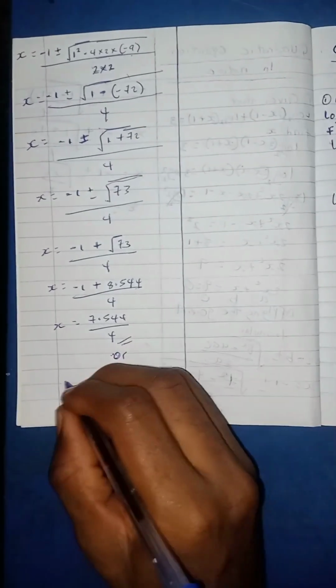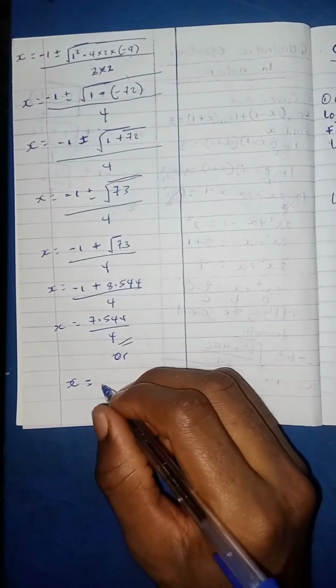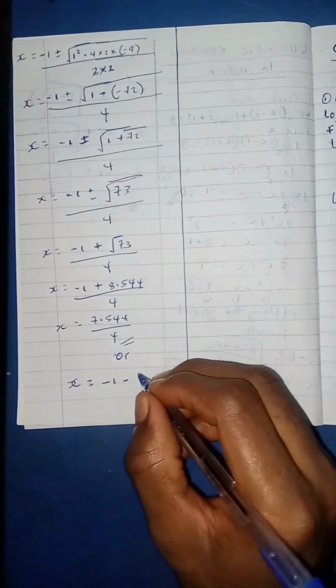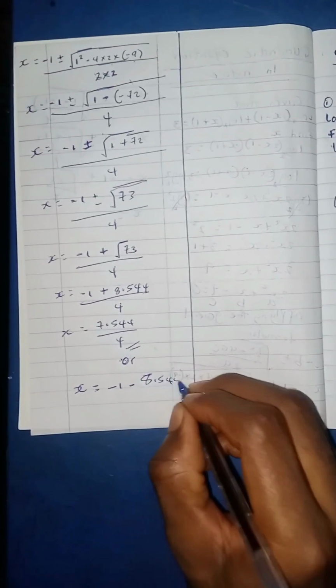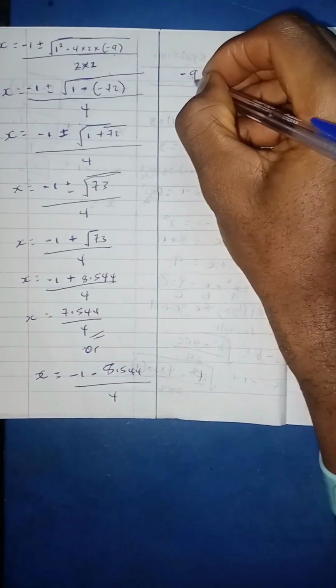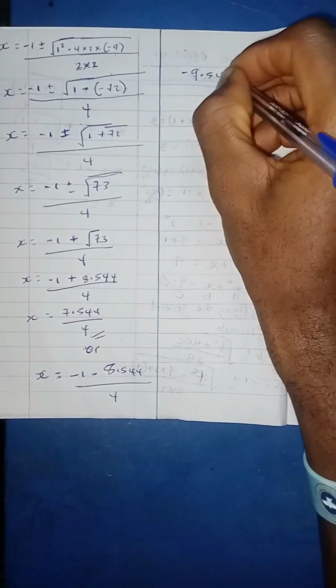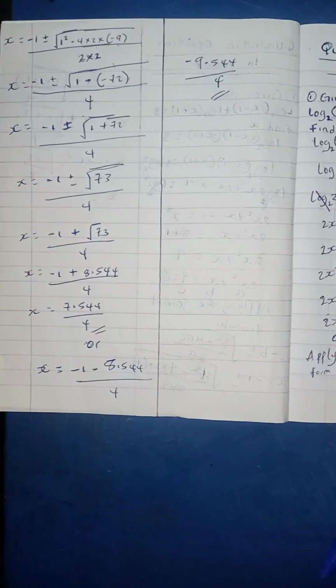Now for the subtraction, it will be minus 1 minus 8.544 over 4. So this is now minus 9.544 over 4. And this is the answer for question 1.